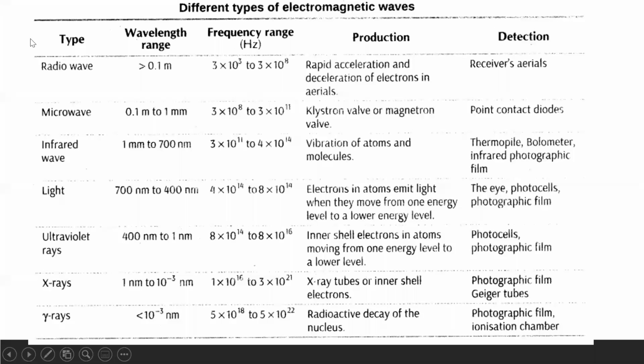So I think this is clear to you. Different types of electromagnetic radiations: just go through all the production mechanisms and how they are detected. This may come for your multiple choice type of questions. Is it clear to you?